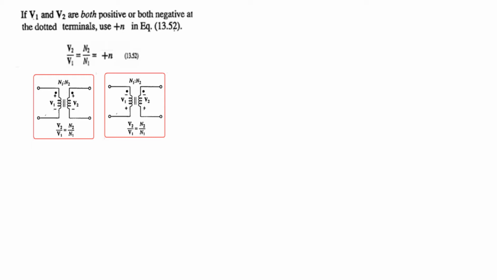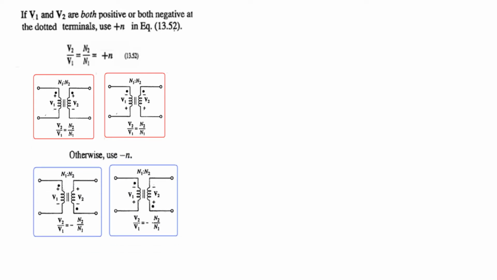If V1 and V2 are both positive or both negative at the dotted terminal, then we use a plus sign. What does that mean? Here you can see V1 is positive at the dotted terminal, and V2 is also positive at the dotted terminal. Then we'll write V2 over V1 is equal to N2 over N1 with a positive sign. Similarly, if both are negative at the dotted terminal, we still write it with a positive sign. But otherwise, we'll write it with a negative sign.